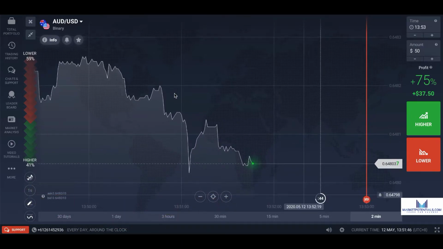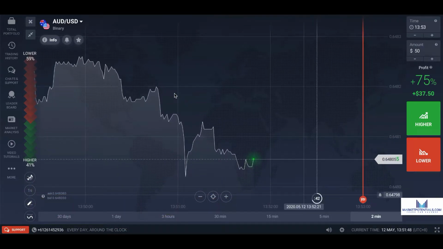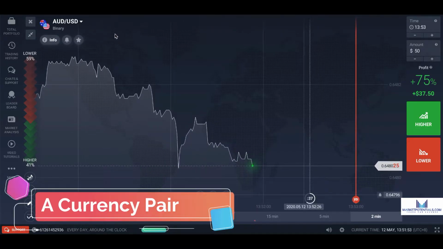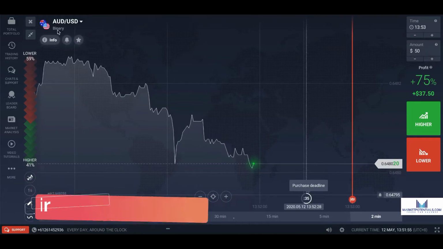Now, you guys are familiar with Forex pair. I'm sure you've heard of it. So basically, a Forex pair is always a pair of currency. In this case, the Australian dollar and the US dollar. The only difference is I'm going to be trading it with binary option.